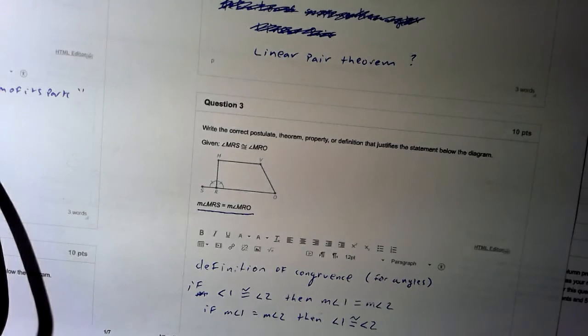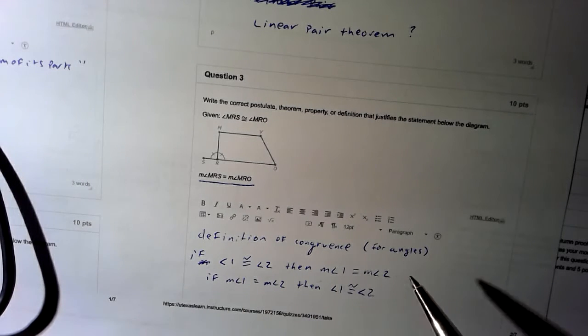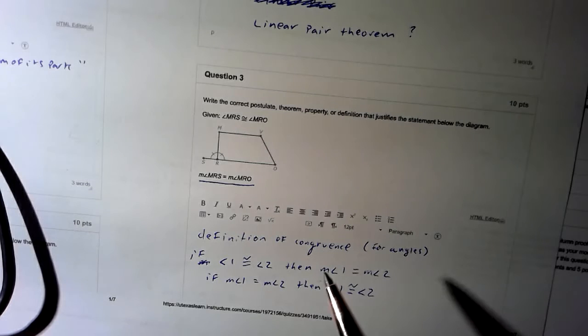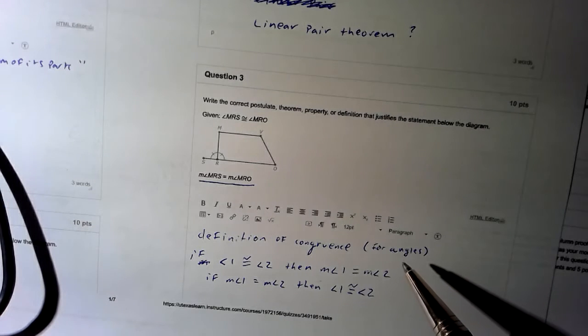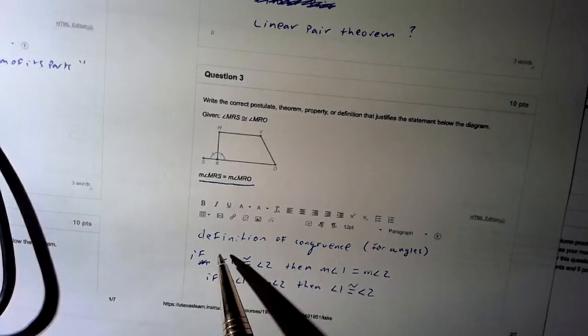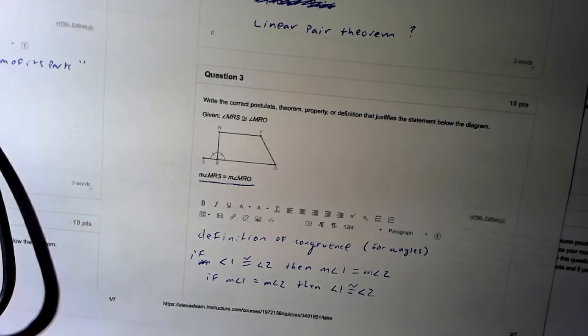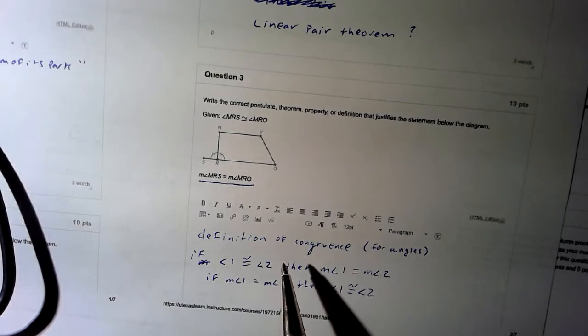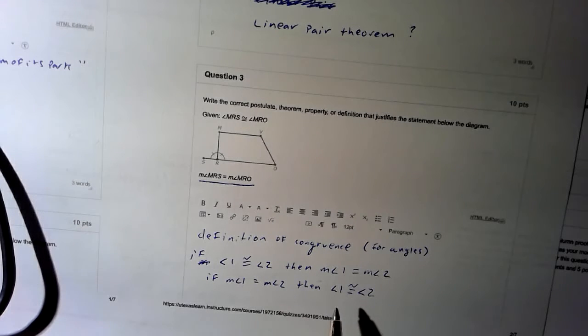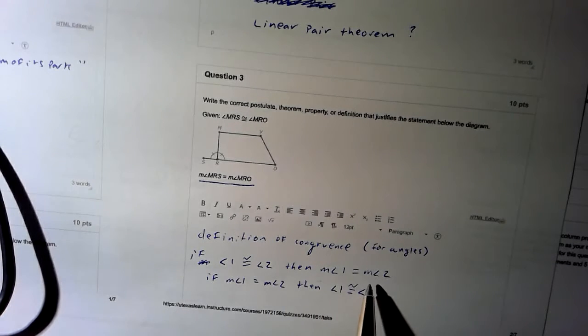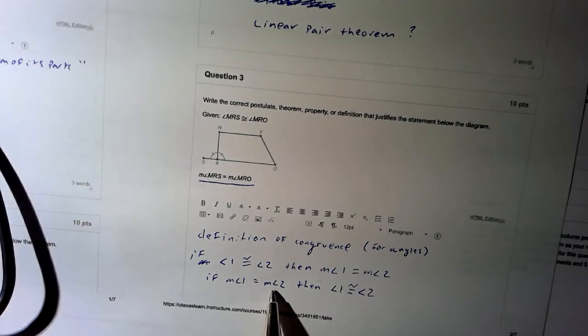Technically, if you want to be ultra precise, you have to specify definition of congruence, congruent angles, let's say. But in the modules, they don't seem to be very systematic about that. So if you just leave it as definition of congruence, that's acceptable. That's fine. And again, I wrote out the actual definition of congruent angles here. So it says if angle 1 is congruent to angle 2, then measure of angle 1 equals measure of angle 2. And if measure of angle 1 equals measure of angle 2, then angle 1 is congruent to angle 2.